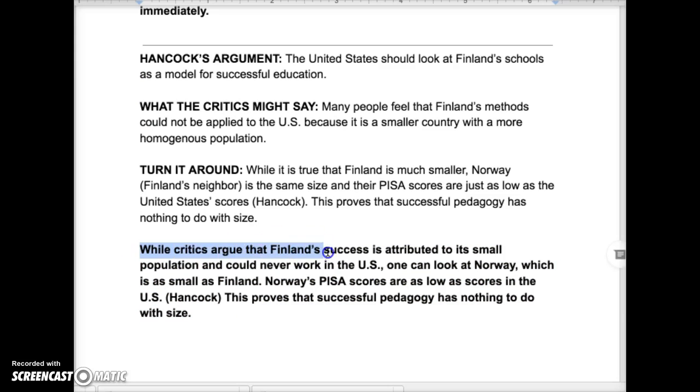While critics argue that Finland's success is attributed to its small population and could never work in the US, one can look at Norway, which is as small as Finland. Norway's PISA scores are as low as the scores in the US. That comes from Hancock, so I need the citation there. And I follow it up with some analysis, right? This proves that successful pedagogy has nothing to do with size. Or I'll be more specific, with a country's size. Okay, so that's a counterargument and a really, really great tool to use to persuade your readers.